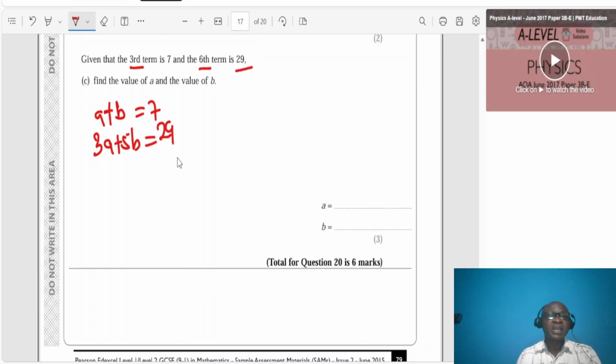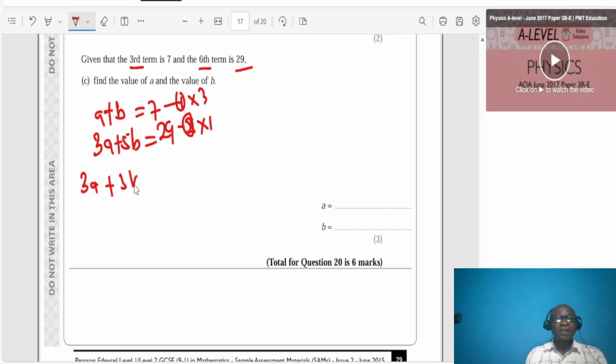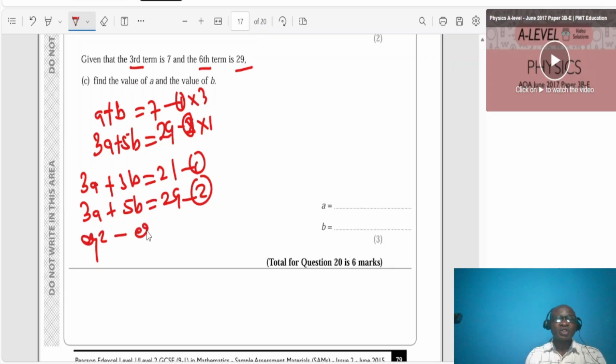Now, moving forward, I will use the simultaneous approach. And that means I can multiply equation 1 by 3, and I multiply equation 2 by 1. So if I multiply equation 1 by 3, I am going to get 3A plus 3B equal to 21. So my equation 2 will remain 3A plus 5B equal to 29. So this is new equation 1, equation 2. So I can do now equation 2 minus equation 1. 3A minus 3A is 0. 5B minus 3B will give me 2B.